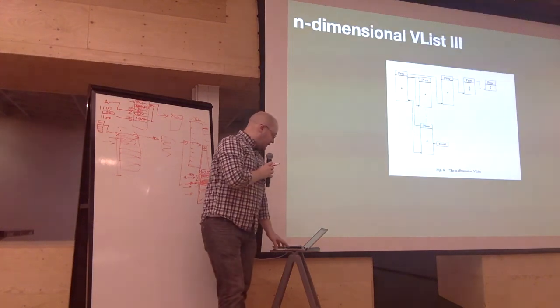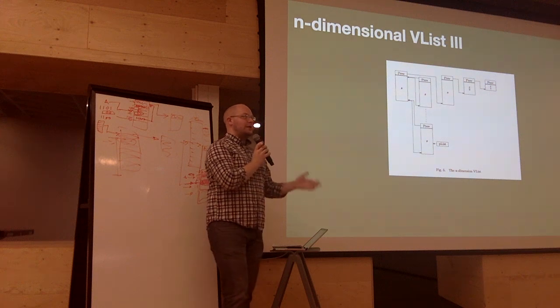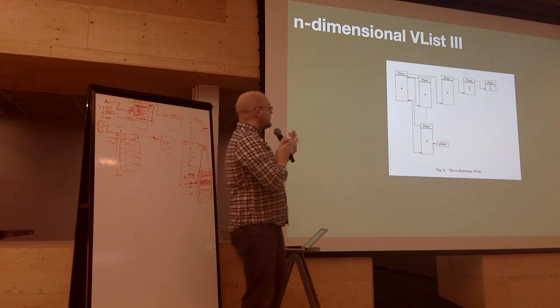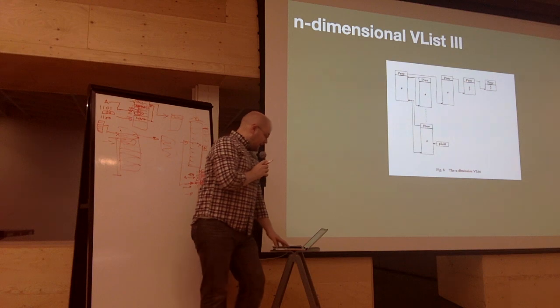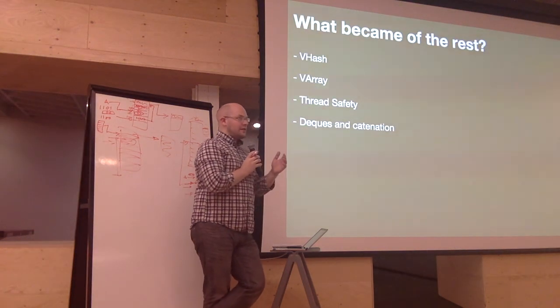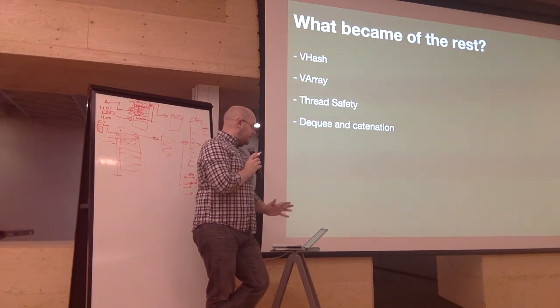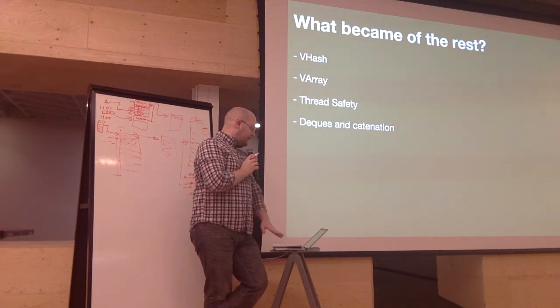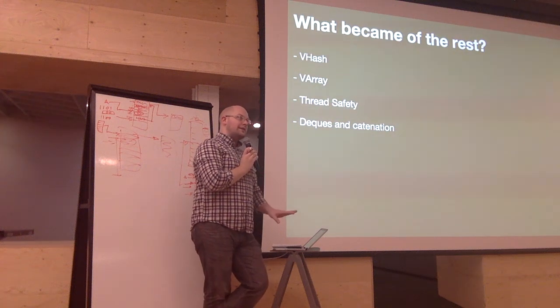One question to keep in your head: this is a 2-dimensional list. You could also have a 3-dimensional list where the next layer above this is s cubed. In other words, s squared of these s squareds, which then result in s's. The paper, or at least this really early draft version, this tech report, goes on to talk about using this as a hash table, using it as an array, thread safety, deques, concatenation.